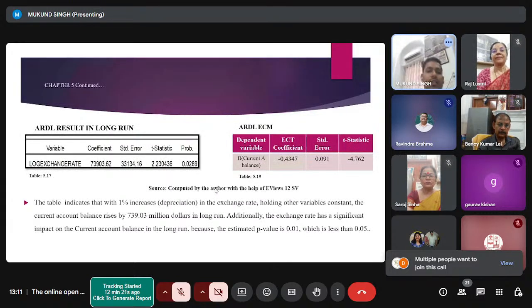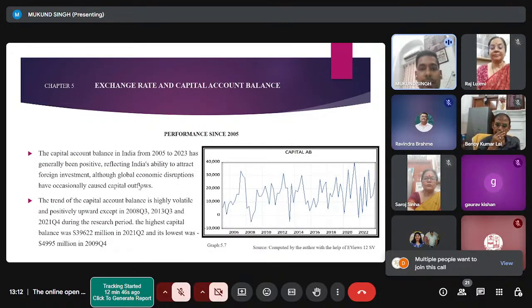In long run, 1% increase in exchange rate holding other variables constant, the current account balance increases by 739.03 million US dollar. And this relationship is also significant at 5% level. An error correction model suggests that the speed of adjustment is 43.47%. Now, exchange rate and capital account balance.